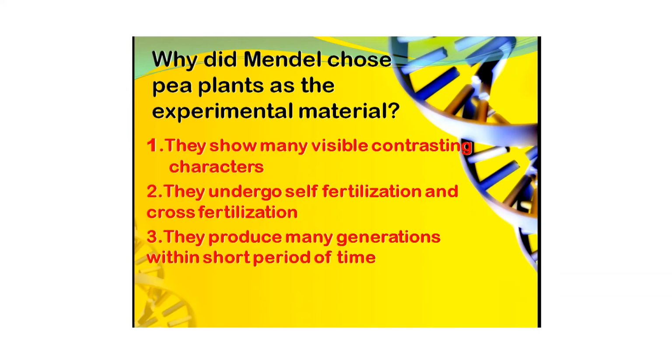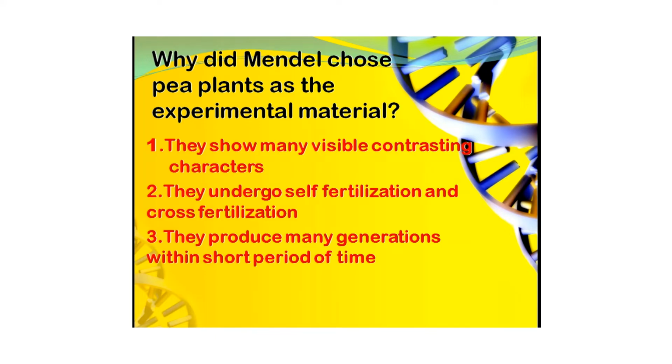Followed by this, we look at why Mendel chose pea plants as the experimental material. We were discussing that Mendel preferred the pea plant as an experimental material. There are some reasons because of which he chose it.